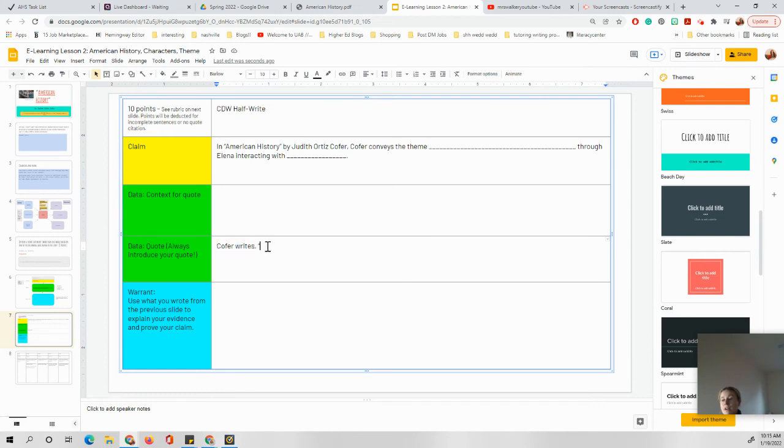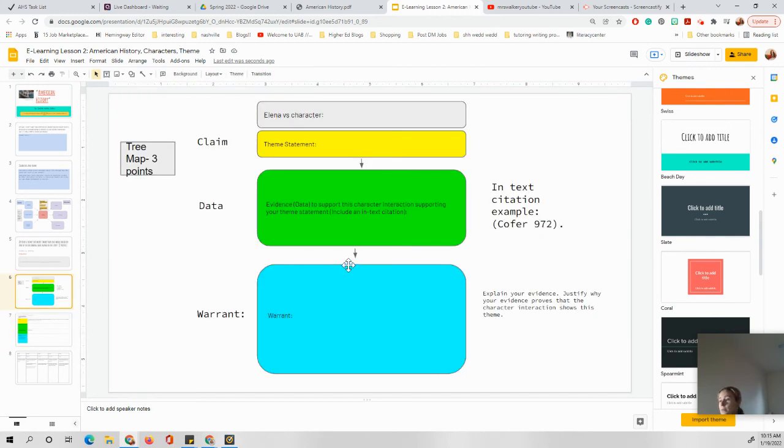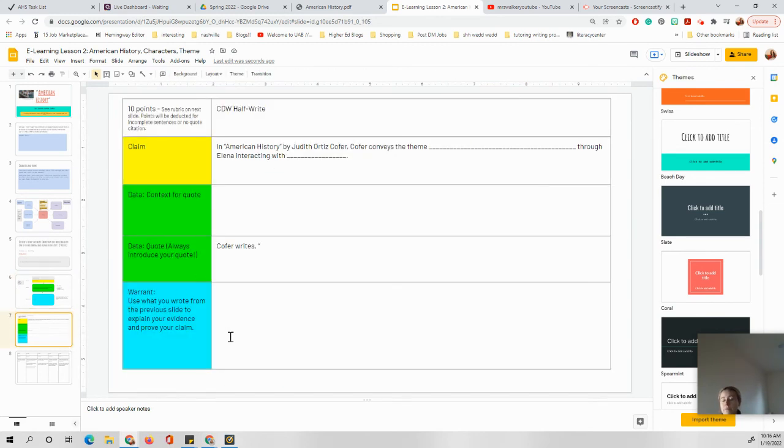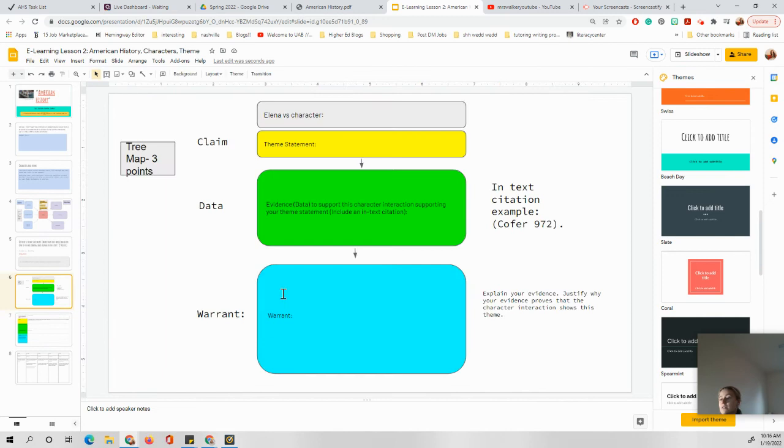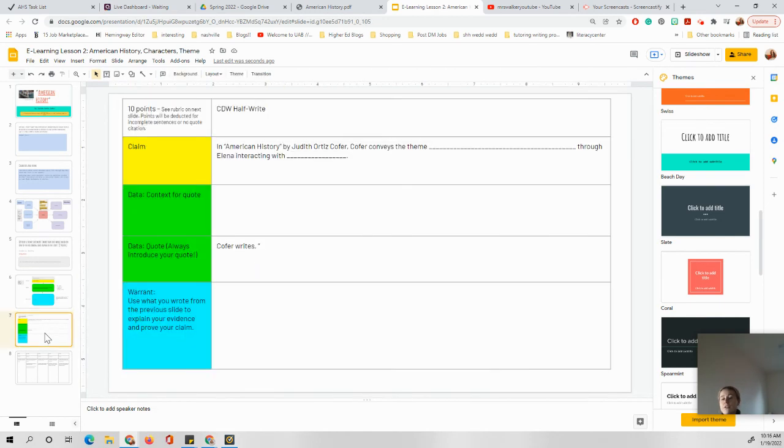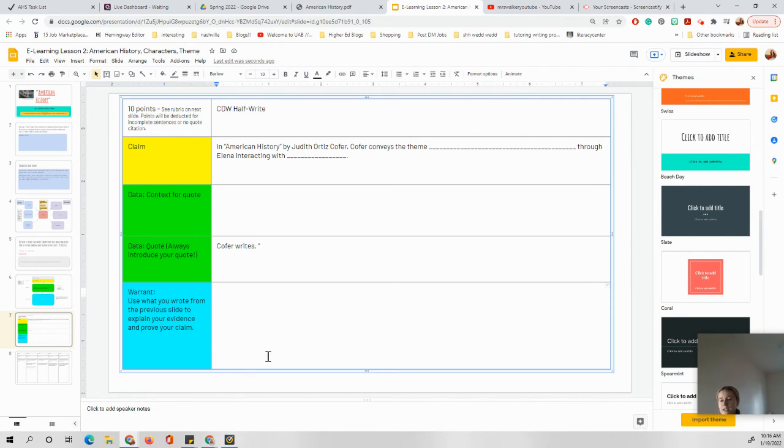Coffer writes, comma, and then you're going to put your quotation mark, and you're always going to put that in-text citation. Boom, you've already done that work. Then your warrant. Literally copy what you wrote here. Tweak it a little bit and make sure you're writing in complete sentences, but write your warrant here.